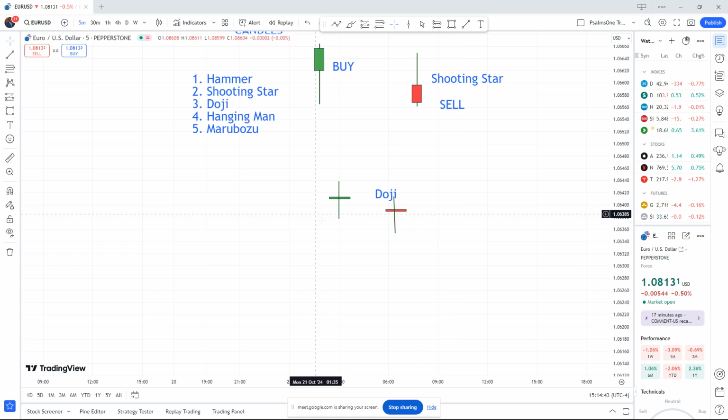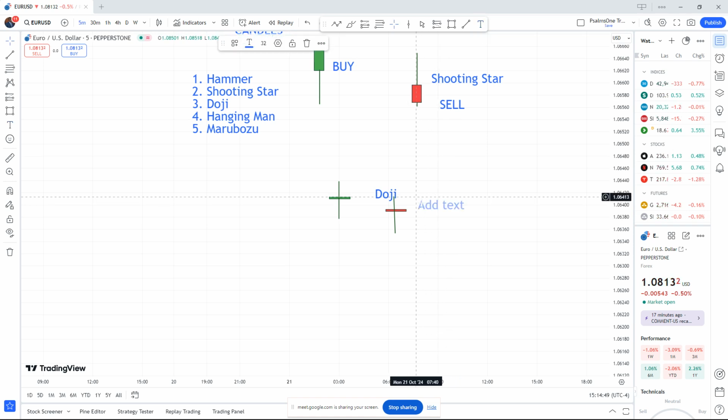So doji is a plus sign, and it can be green or red color.